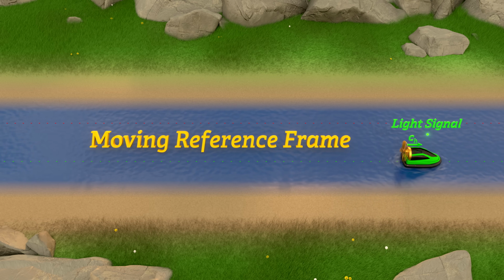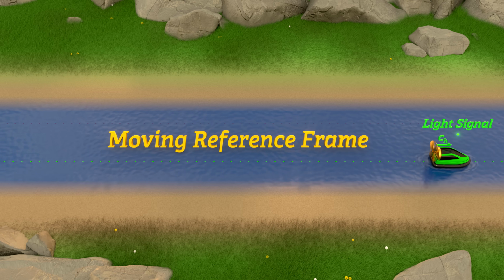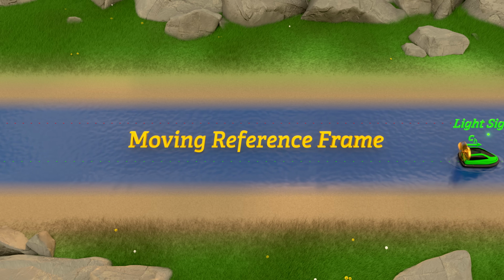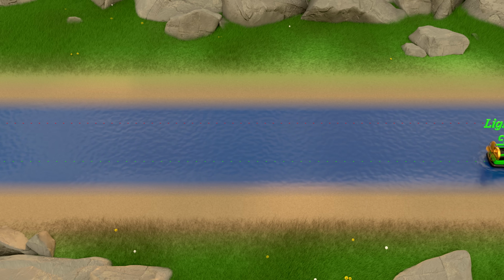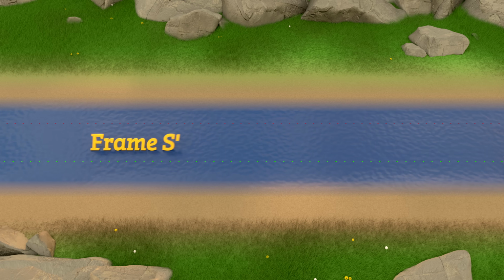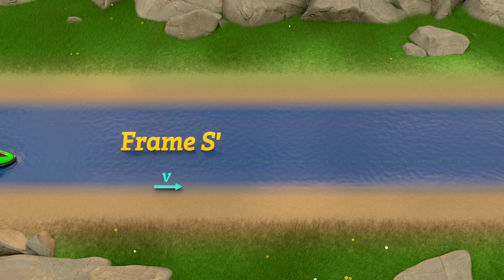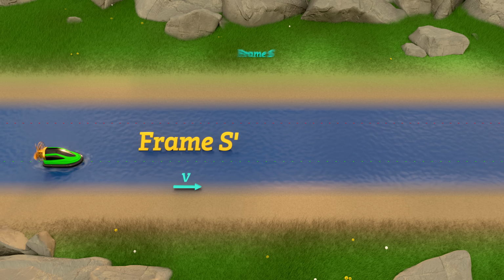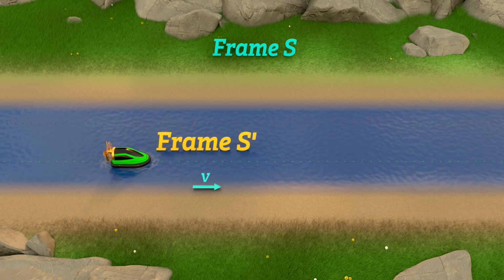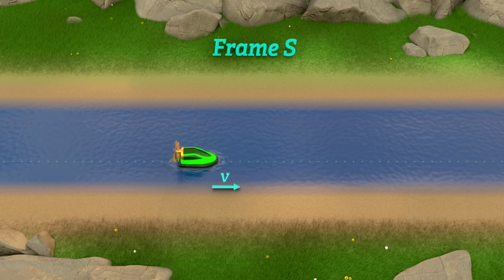Don't worry about the composition of the river for now. Our imaginary river does not alter the speed of the hovercraft. The river is simply a reference frame that we will call frame S'. The river is moving at speed v with respect to the banks of the river, which we will call frame S. We can measure the hovercraft's travel time in several ways.